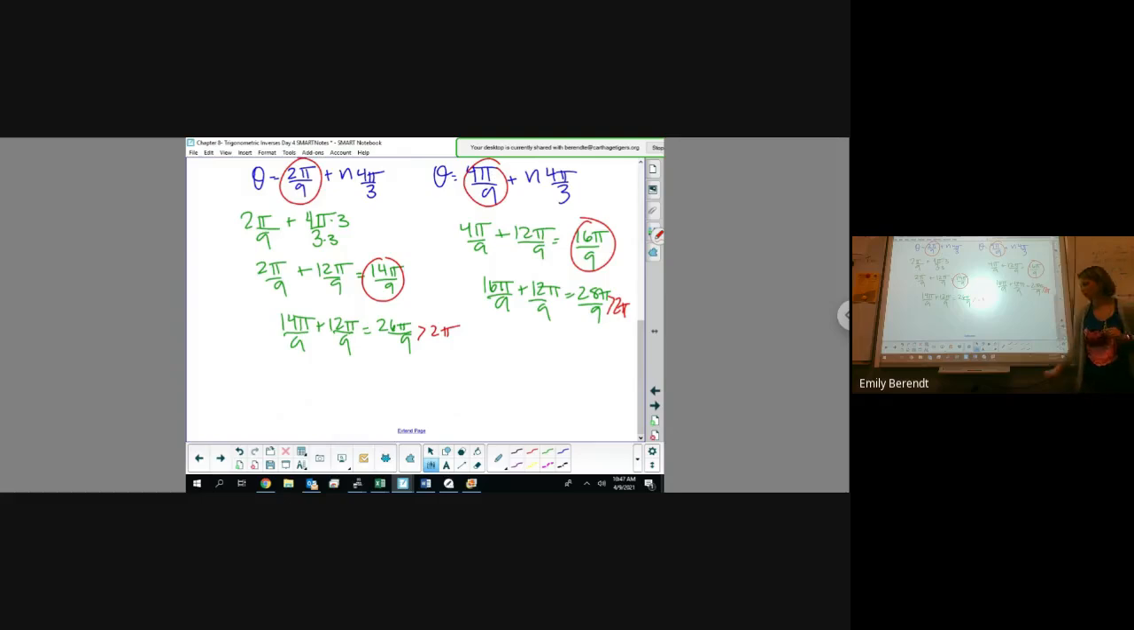We need to put them in order if we can, which we should be able to. Theta is an element of the solution set: smallest, 2 pi over 9. Next, 4 pi over 9. Next, 14 pi over 9. And finally, 16 pi over 9.